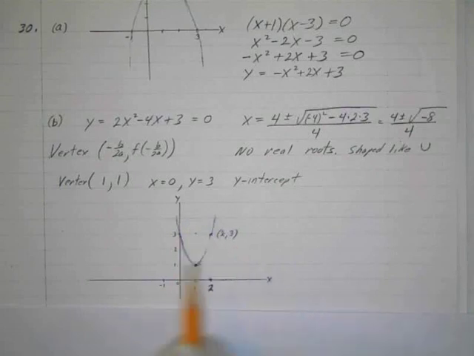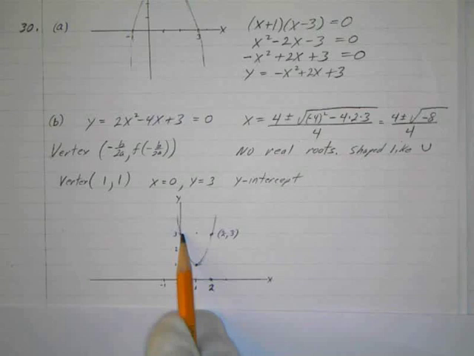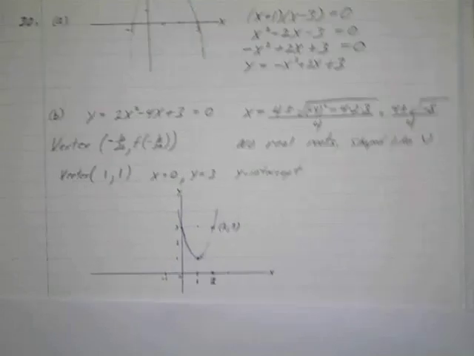So I can pretty much get a good sketch of the curve by using these 3 points: my y-intercept, the point on the opposite side of the axis of symmetry, the 2, 3, and the vertex. And I know it's shaped like a U. So you can get a pretty good sketch like that.